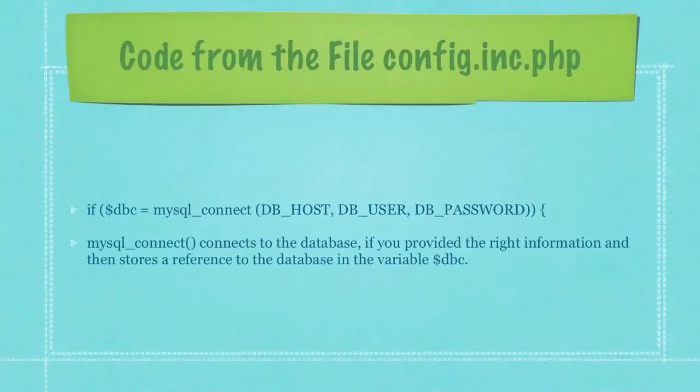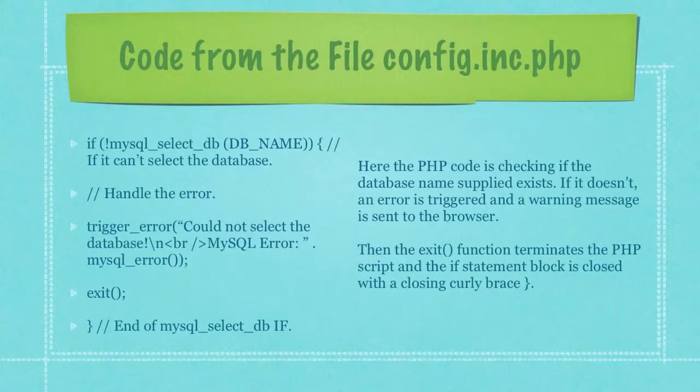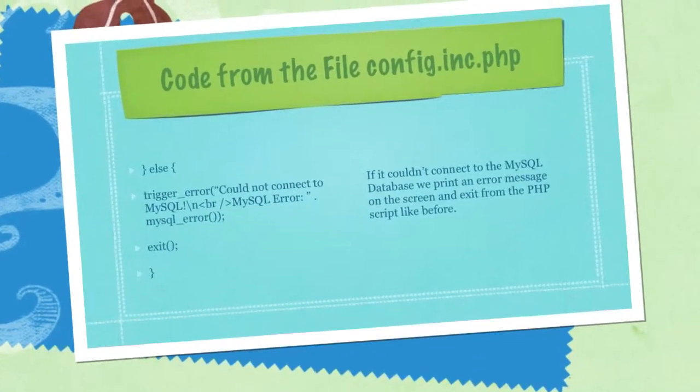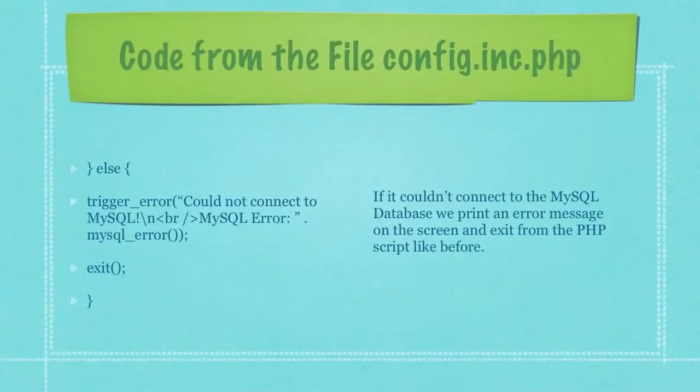MySQL connect connects to the database if you provided the right information and then stores a reference to the database in the variable dbc. Here the PHP code is checking if the database name supplied exists. If it doesn't, an error is triggered and a warning message is sent to the browser. Then the exit function terminates the PHP script and the if statement block is closed with a closing curly brace. If it couldn't connect to the MySQL database, we print an error message on the screen and exit from the PHP script like before.